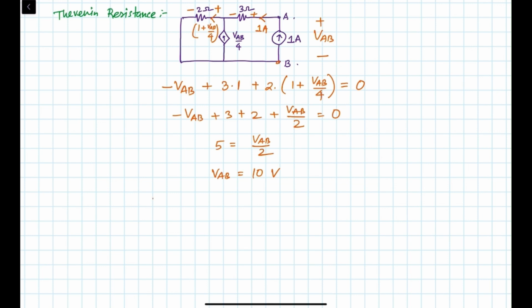So if it is 10 volt, so Thevenin resistance RTH will be VAB by the current source, that is 1. So we could have taken the current source as any value, but 1 ampere keeps the calculation small, and we get the direct resistance RTH is equal to VAB by 1, so basically equal to VAB only, so that will be 10 ohm. Okay, so this is our Thevenin resistance. So this is how you calculate the Thevenin voltage and resistance.